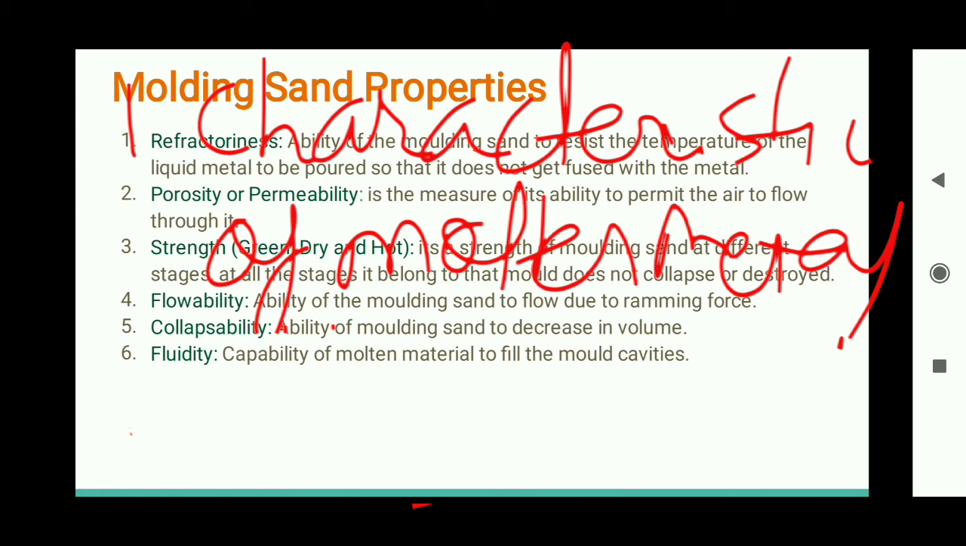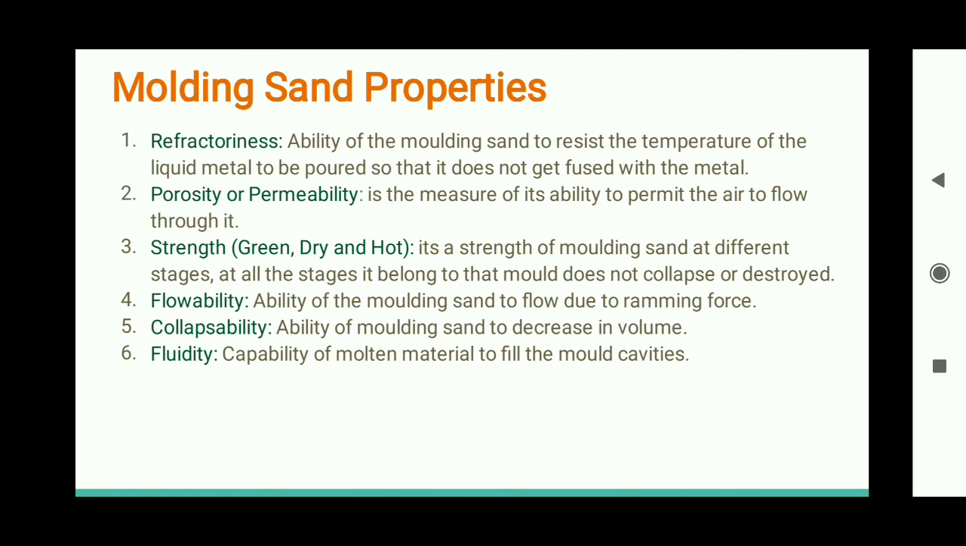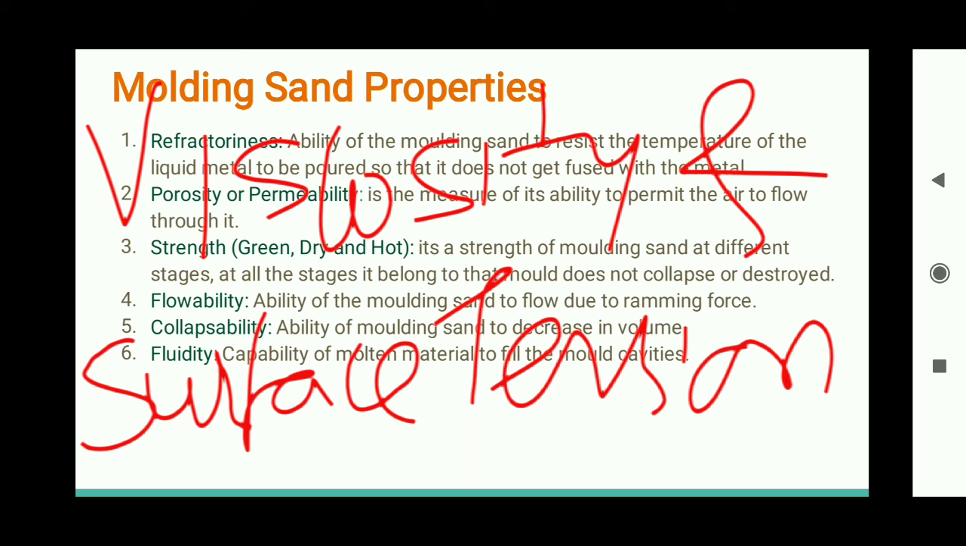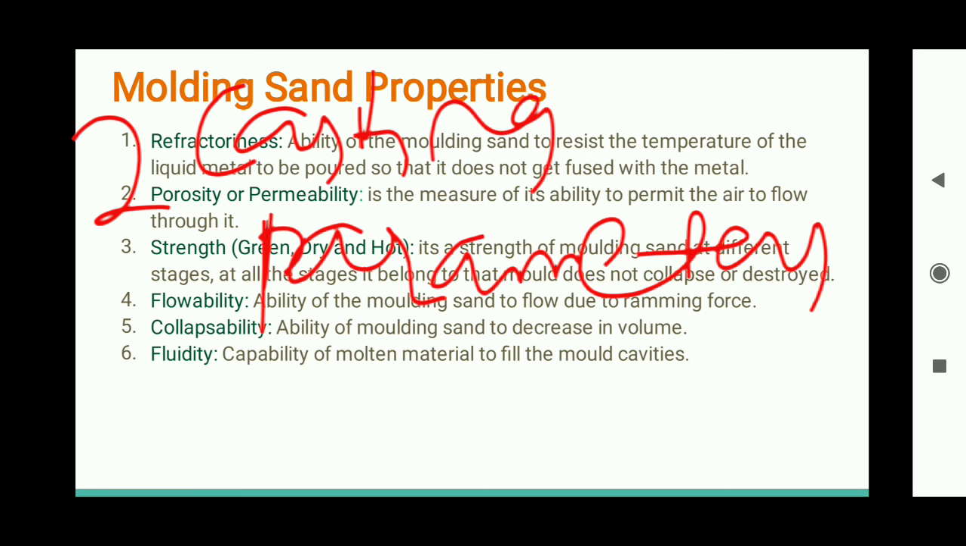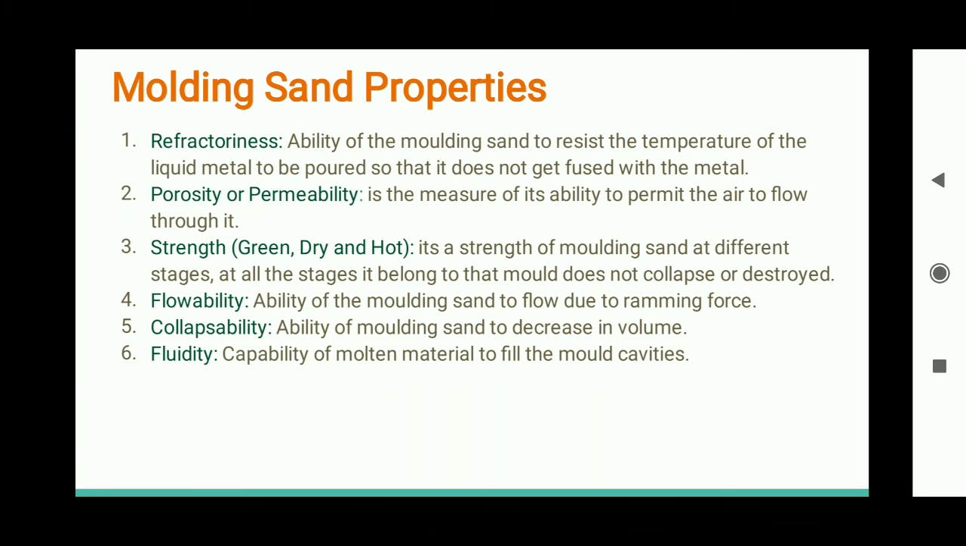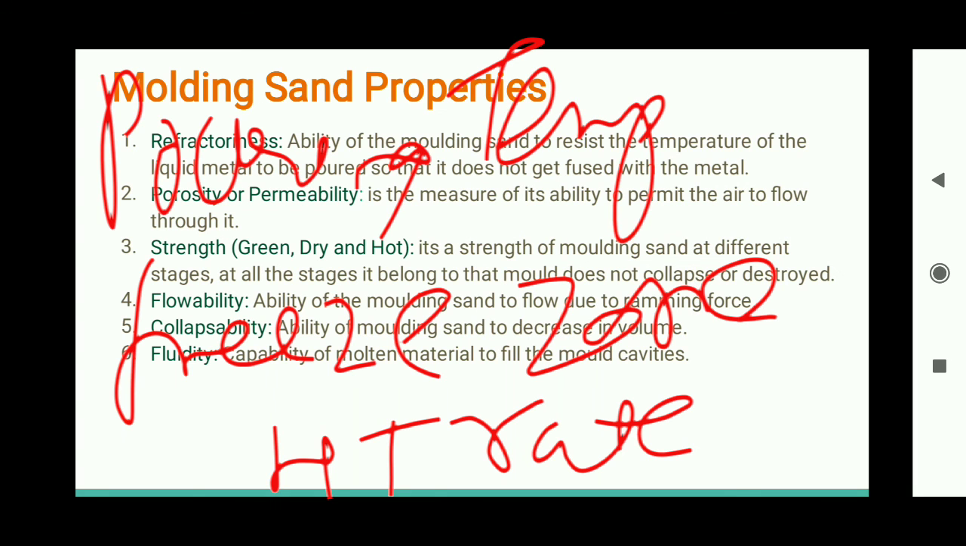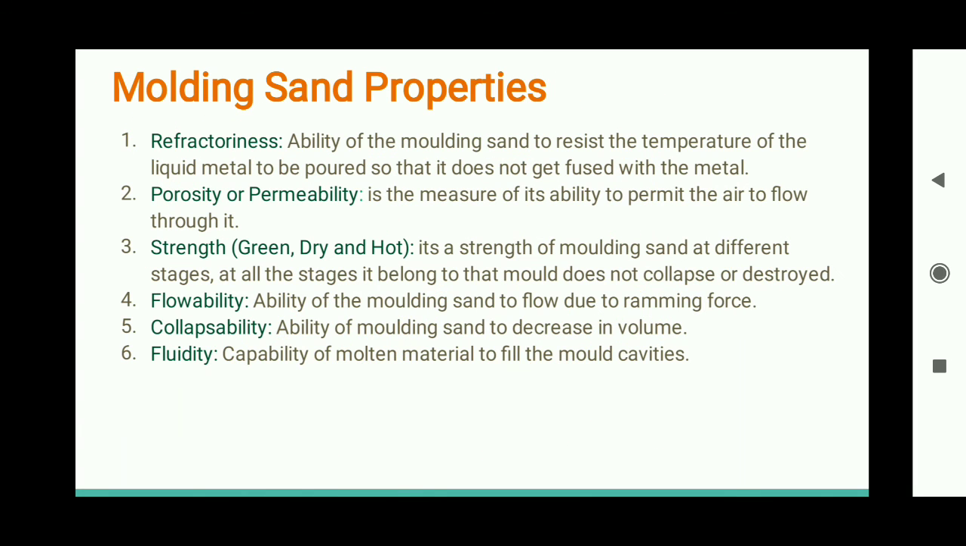When we are talking about the characteristics of the molten material, that is the liquid material, the characteristics are viscosity and surface tension. When we are talking about the casting parameters, they are pouring temperature, freezing zone, heat transfer rate, and mold design. So these are the casting parameters.